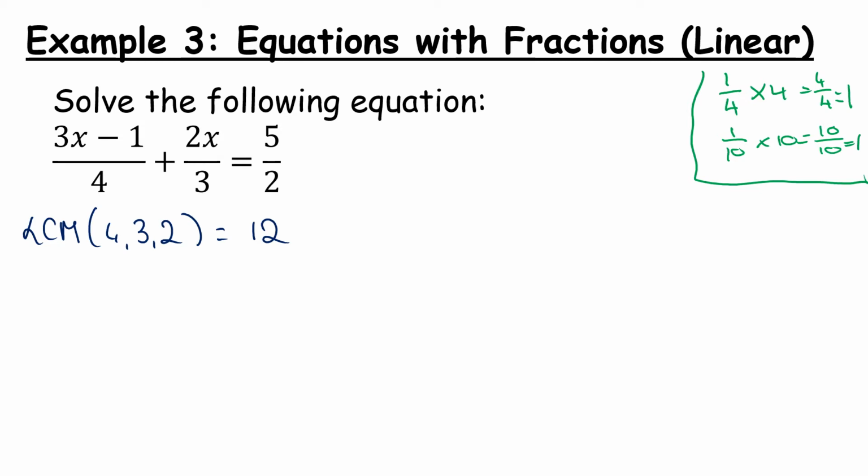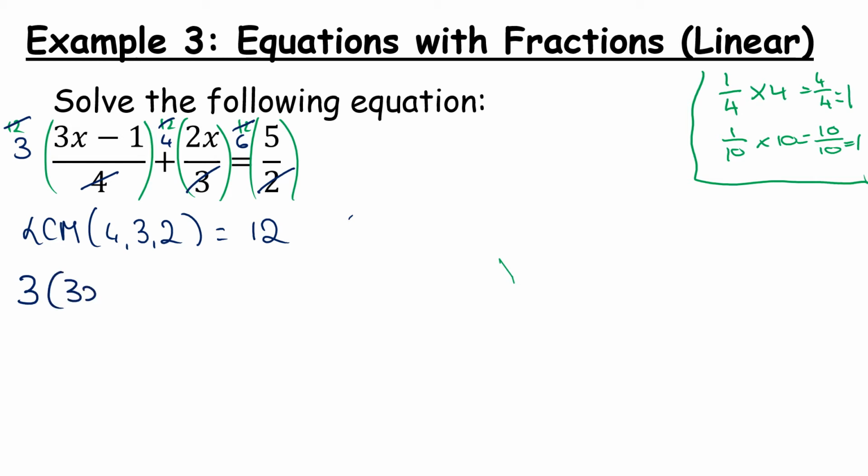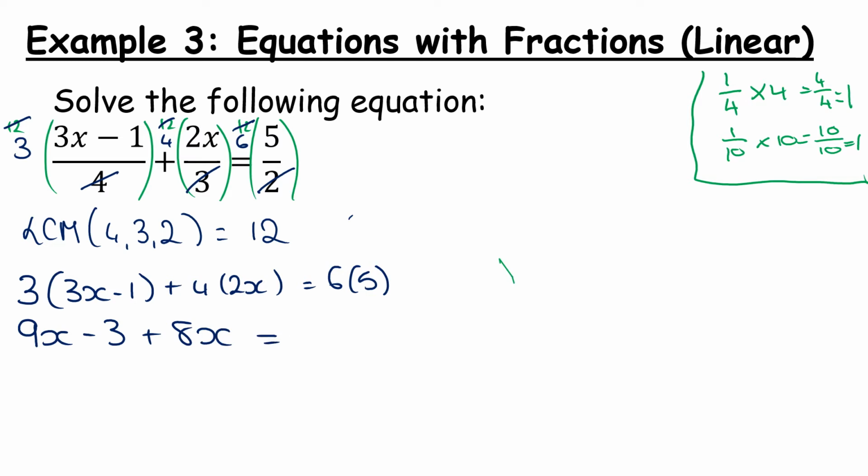So what I'm going to do is multiply each piece of my equation by 12. When I multiply it by 12, some bits will cancel. 4 goes into 12 3 times, 3 goes into 12 4 times, and 2 goes into 12 6 times. So what I'm left with is 3 by 3x minus 1 plus 4 by 2x equals 6 by 5. So something very similar to what we had in the last example. So let's multiply it out. Get 9x minus 3 plus 8x equals 30.